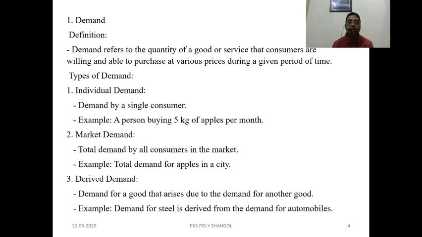But market demand is something else. Market demand means total demand by all consumers in the market, that is, total demand for apples in a city. And derived demand means demand for goods that arises due to the demand for another good. For example, demand for steel is derived from the demand for automobiles.